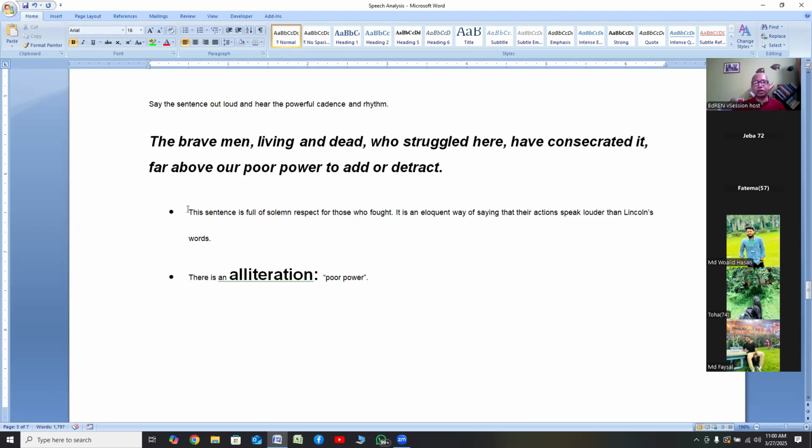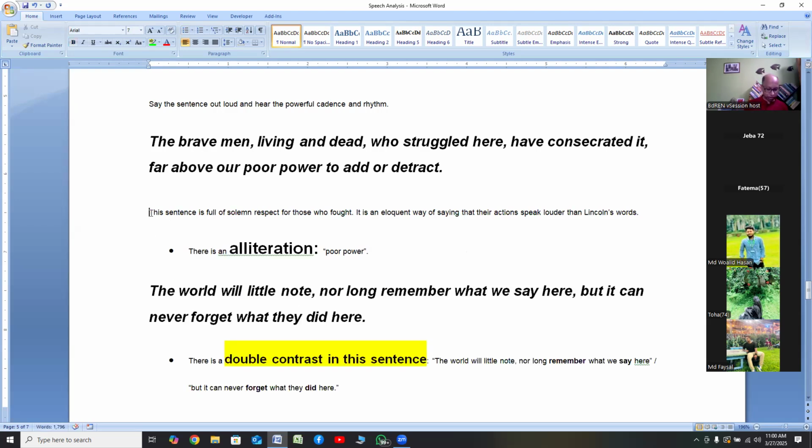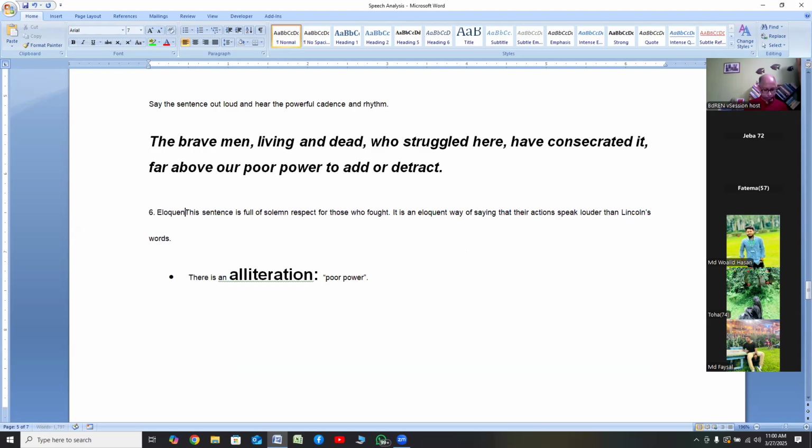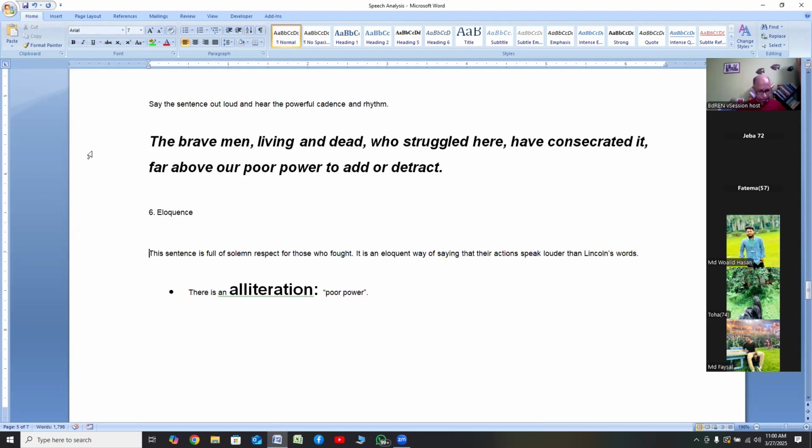Now come to the next point, eloquence. Eloquence means the spontaneity of your speaking, the fluency of your speaking, the power of your speaking. Abraham Lincoln does not use crutch words. Crutch words means different mannerisms.